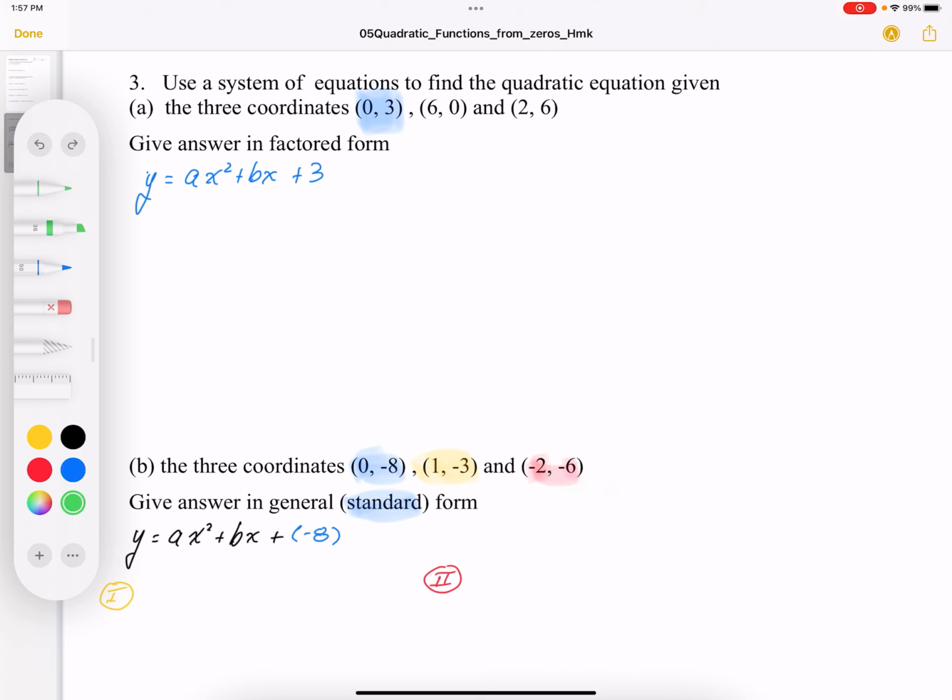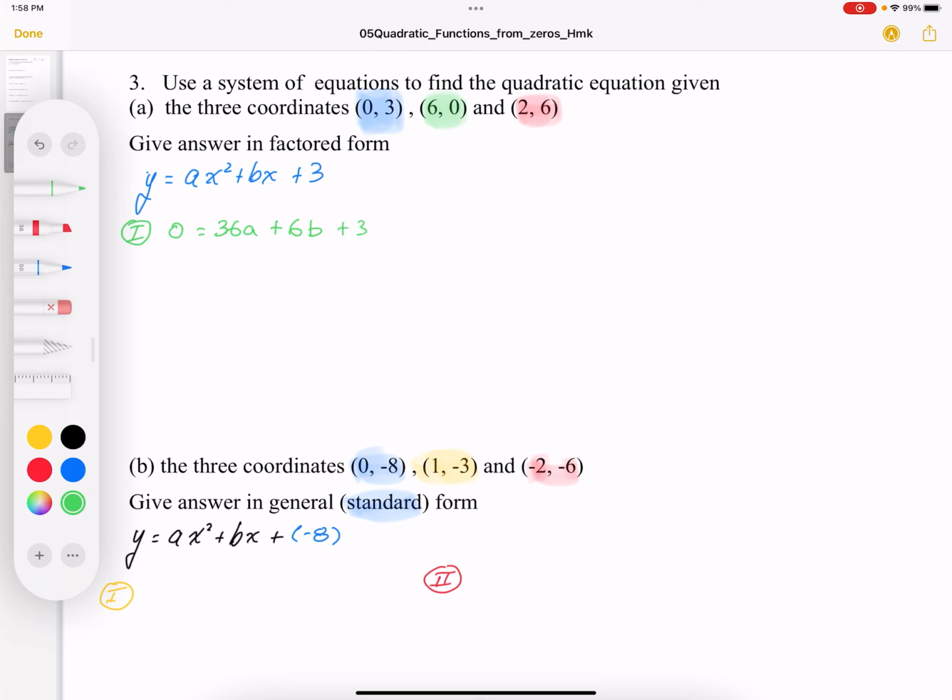I have two equations I can set up with this coordinate, which is (6, 0), and the other coordinate, which is (2, 6). Okay, so that's what I'm going to do then. I'm going to set up my system of equations. So equation 1, I'm going to plug in 0 for y and 6 for x. So x squared is 6 squared, 36a plus 6 times b plus 3.